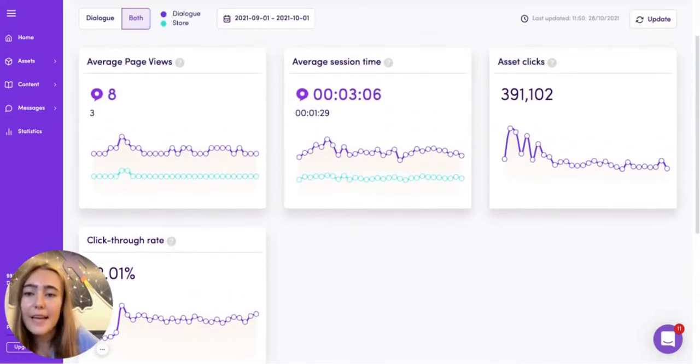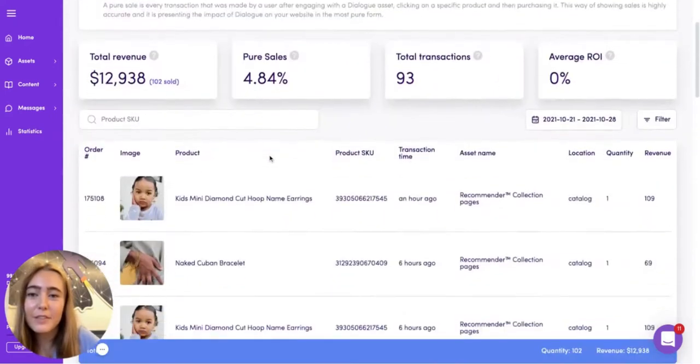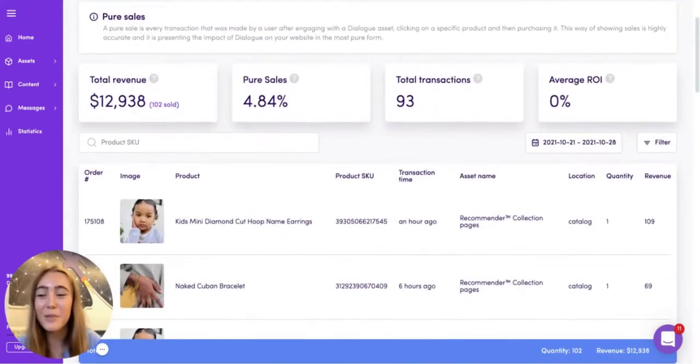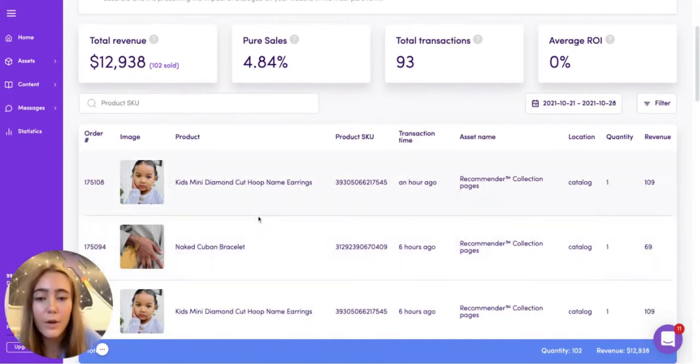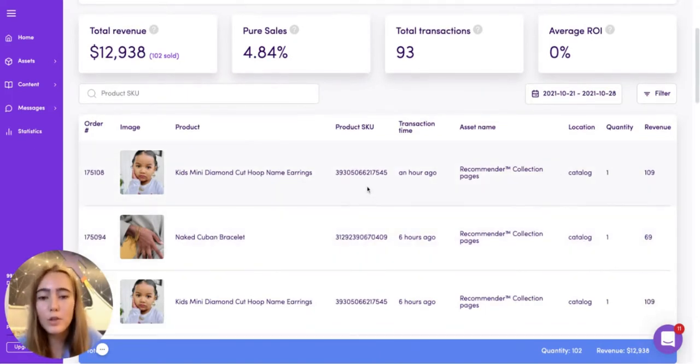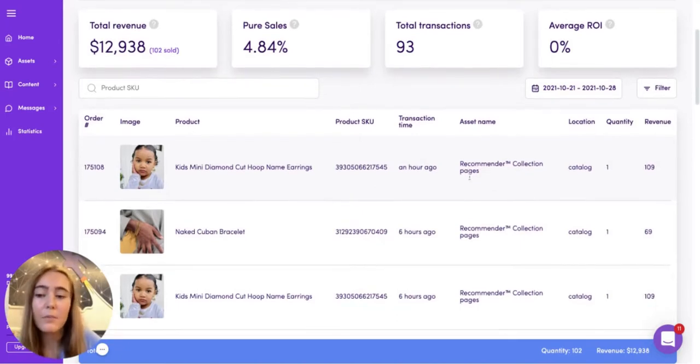Okay, moving on to the last tab, which is really interesting for a lot of people. This is the pure sales. Pure sales basically means sales that were made specifically from a dialogue asset, which means a user interacted with the asset and was proposed with a product, and he finished by buying the same product. So all of the information will be here. You'll see exactly what product it was, also the SKU and from which asset he bought it, which is also very important.